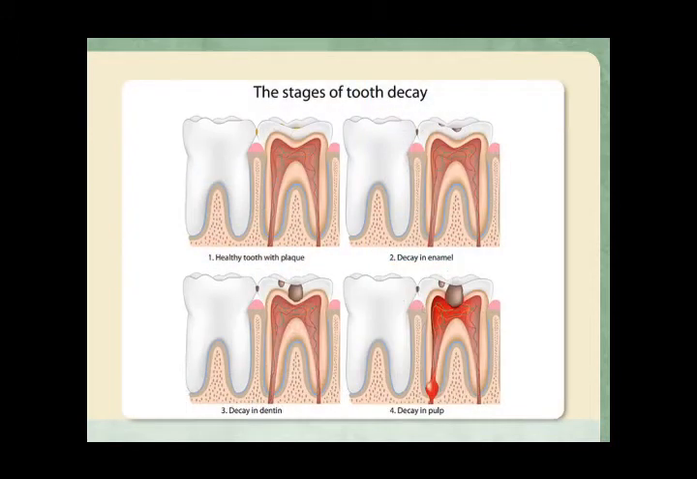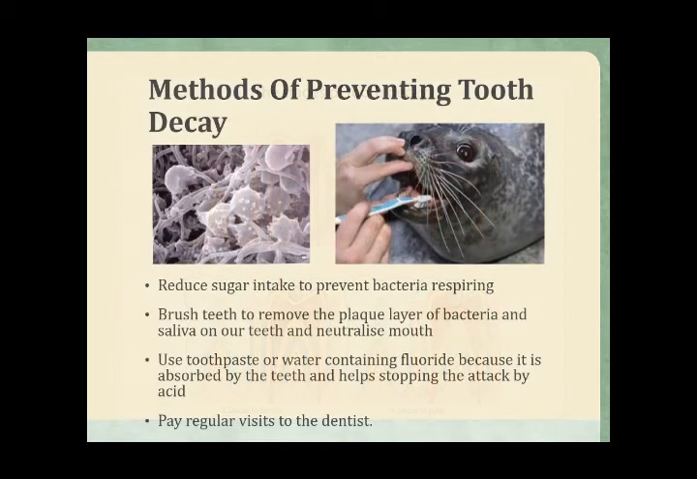These are the stages of tooth decay: healthy, decay in enamel, decay in dentine, and lastly decay in pulp, where infection happens. Methods to prevent tooth decay: you have to reduce sugar intake, and you have to brush your teeth to remove the plaque layer. You can use toothpaste or water containing fluoride. Fluoride can be absorbed by teeth, making them stronger and stopping the acid. And also pay regular visits to the dentist.